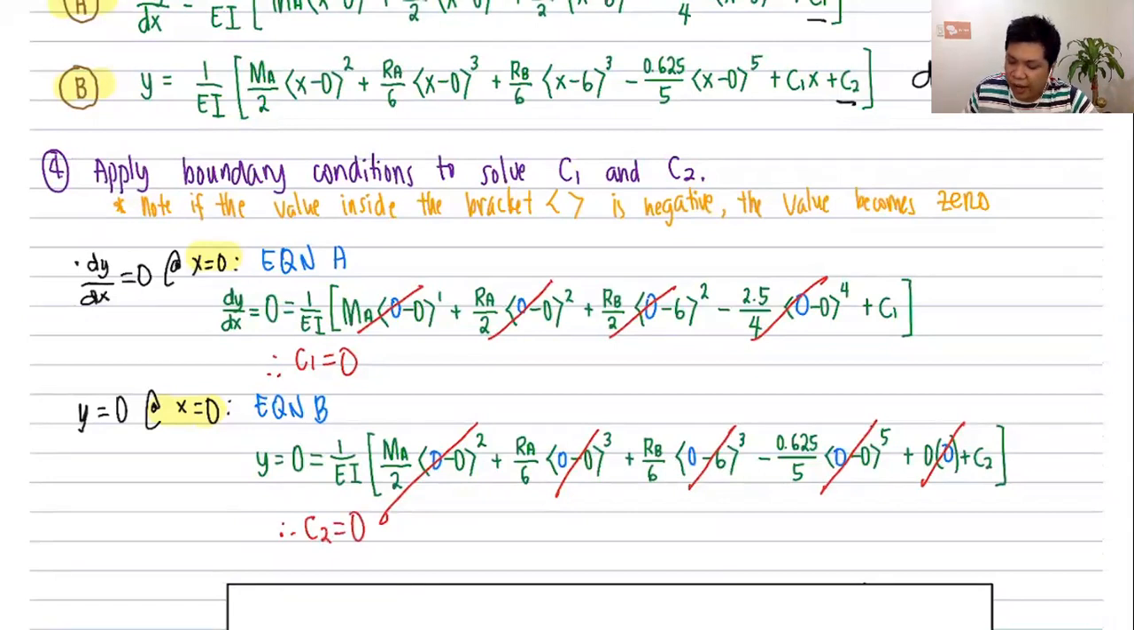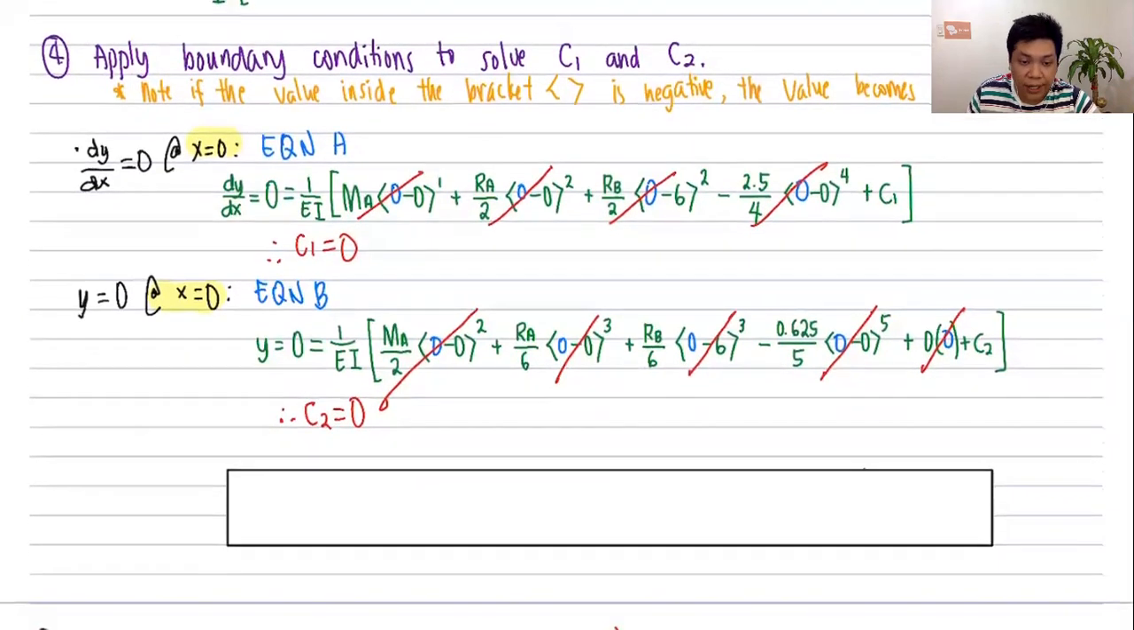And finally, my third boundary condition is at the roller. If I have a roller, I can say that the deflection is also 0, but where?